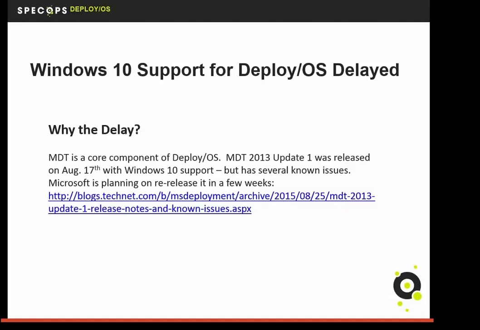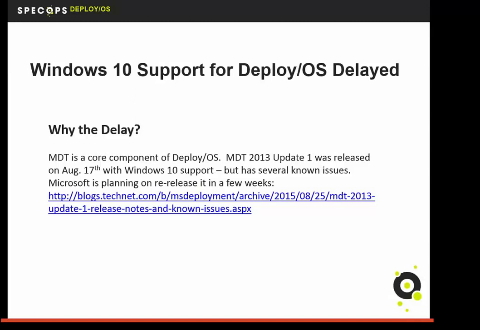So Windows 10. Originally when we planned this webinar, we had hoped to be doing a webinar on Windows 10 and Deploy. But as you can see from the slide here, the Windows 10 support is delayed. A lot of you who are customers or looking at Deploy know that MDT is one of the main core components that Deploy OS uses. And when Microsoft did release MDT 2013 Update 1, which had the Windows 10 support, there were a lot of known issues and a lot of bugs with it. So it's really not ready to use for an automated deployment like we need with Deploy. So we're waiting for the next version.